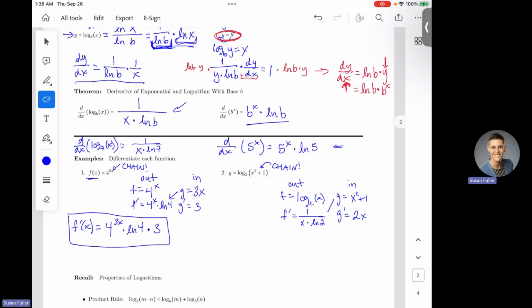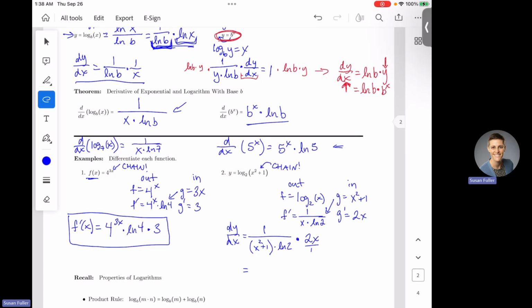And now we'll finish our chain rule. So the derivative of my original function here is going to be f prime of g. So I'm going to do 1 over, instead of x, I have x squared plus 1. And then I have the ln of 2. That's just a number. That's my f prime of g of x times g prime of x, which is 2x. You can combine that into a single fraction if you want.